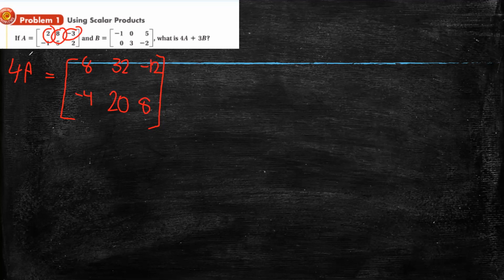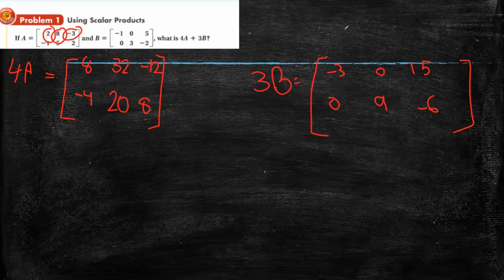Then 3B, which is 3 times negative 1 is negative 3. 3 times 0, 0. 3 times 5, 15. 3 times 0, 0. 3 times 3 is 9. And 3 times negative 2 is negative 6. Is it clear? What is scalar multiplication? Yes. Okay.